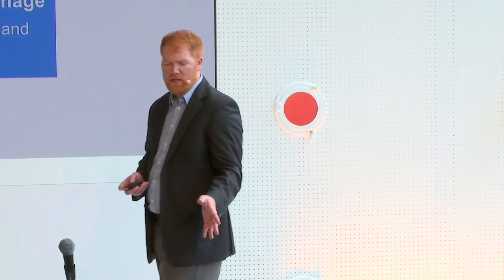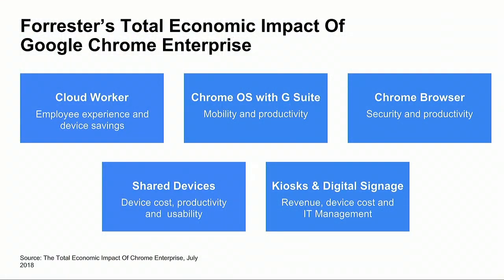So I want to pause here and recap what we've talked about thus far. We looked at the cloud worker, and we found out that they see savings in improved employee experience, and they see savings in the devices themselves. We looked at Chrome OS with G Suite and focused a little bit more on the software aspect of G Suite. And we found out that cloud workers are more mobile. They can work whenever they need to work, regardless of the device. And they're more productive in that manner.